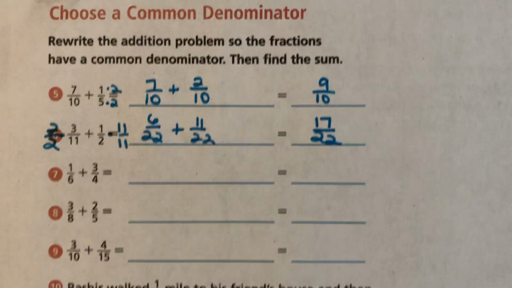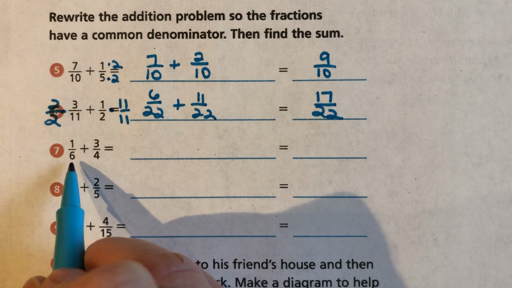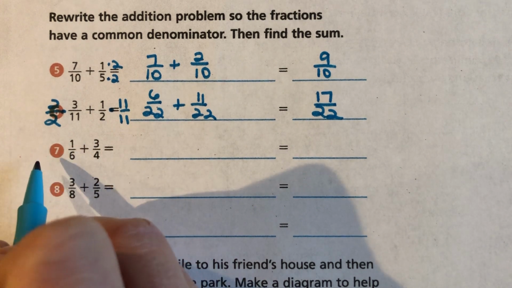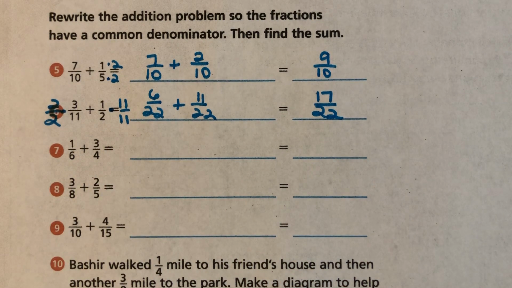All right, number 7 is one that I'd like to talk about. I know that I can't multiply 4 by something to get 6. So you might be thinking, I'm just going to multiply this by 4 over 4 and this by 6 over 6. And you can do that. You'll just end up having to simplify your fraction at the end.